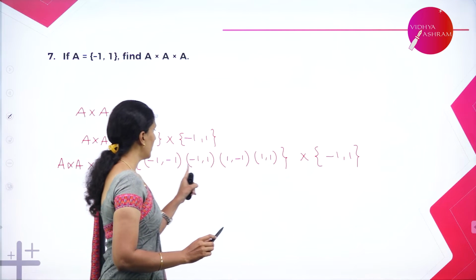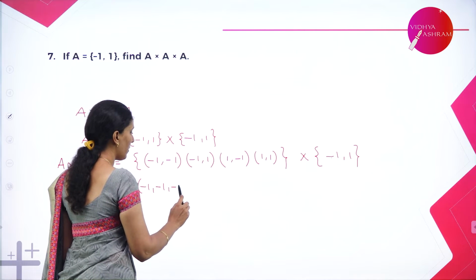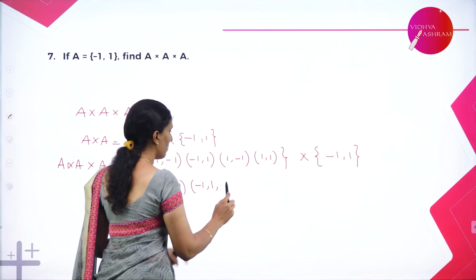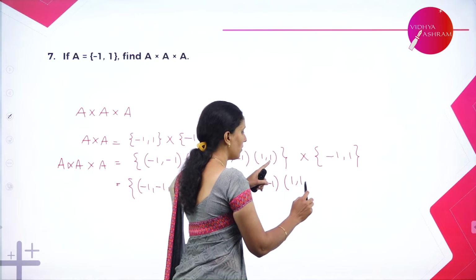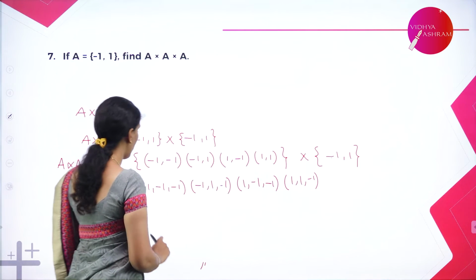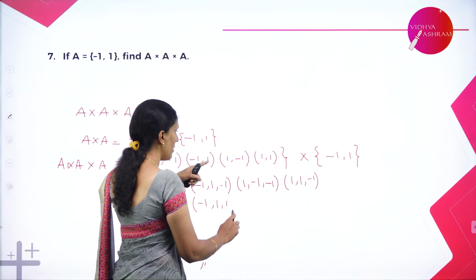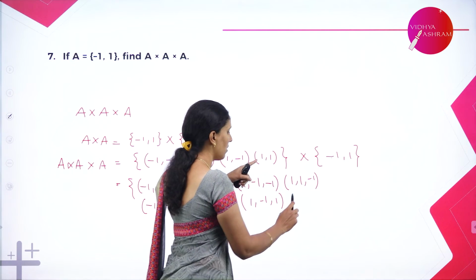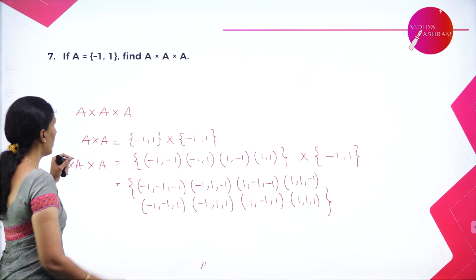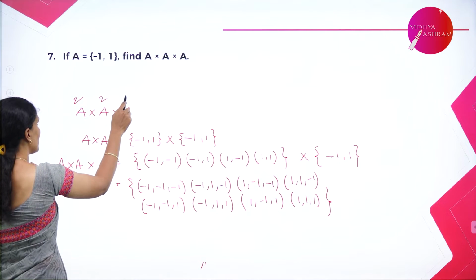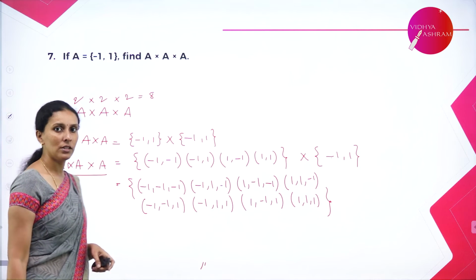So let us pair first all these elements with minus 1. Then I'll get (-1,-1,-1), (-1,-1,1), (-1,1,-1), (-1,1,1). Next let us pair with 1. Then I'll get (1,-1,-1), (1,-1,1), (1,1,-1), (1,1,1). So this is A cross A cross A. Now we have 2 elements here, 2 elements here, 2 elements here. The product gives you 8 elements in A cross A cross A.